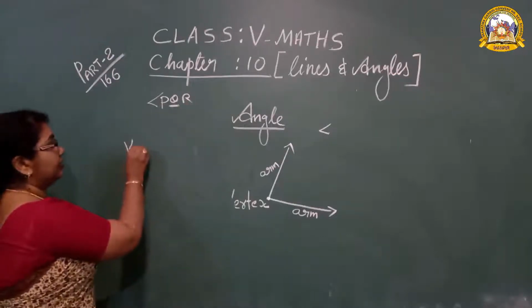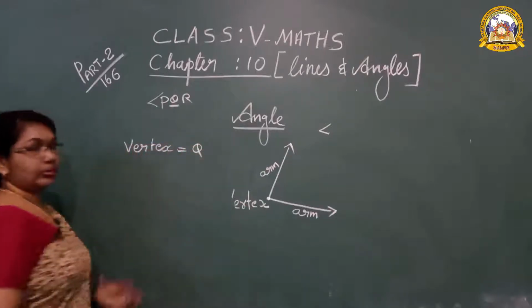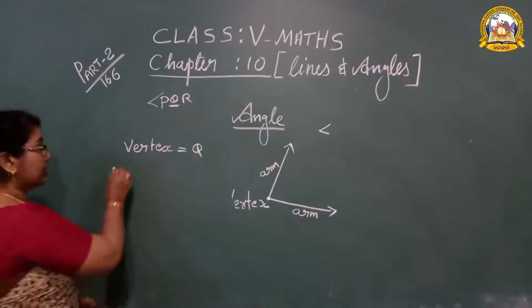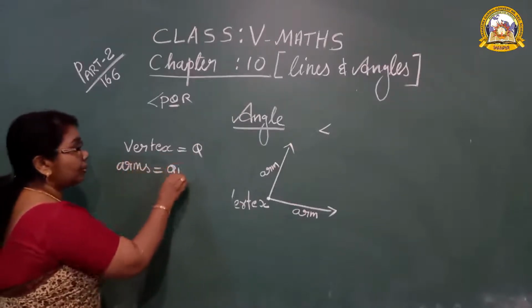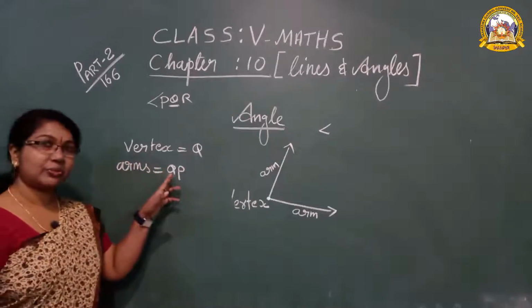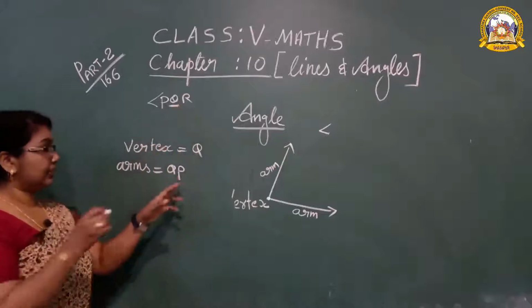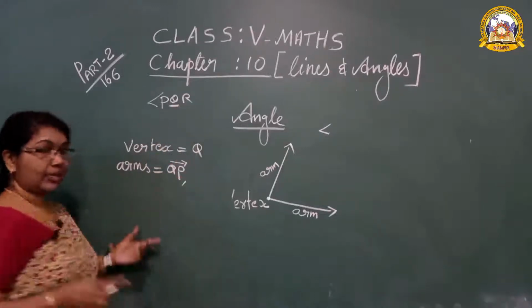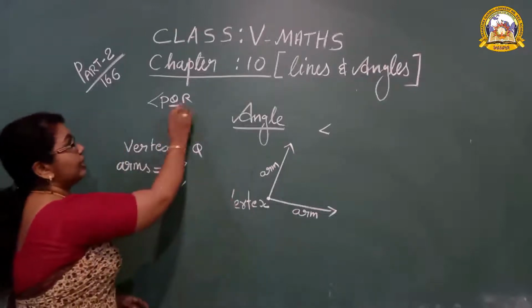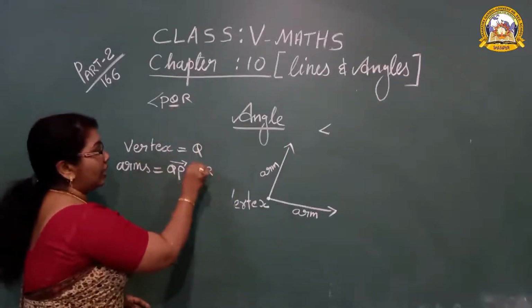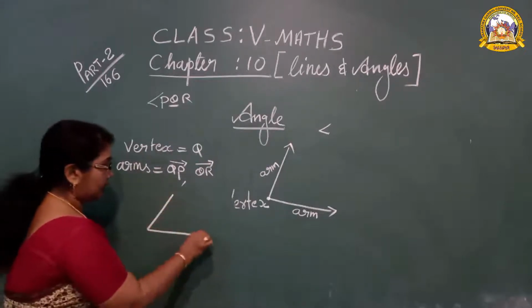Angle PQR. Write the vertex name. The vertex is Q. Write the names of the arms. QP. Why did we write Q first? Because I told you the vertex letter should be first. Then what is the other one? One angle has how many arms? Two arms. The second one is QR. Arm QR.